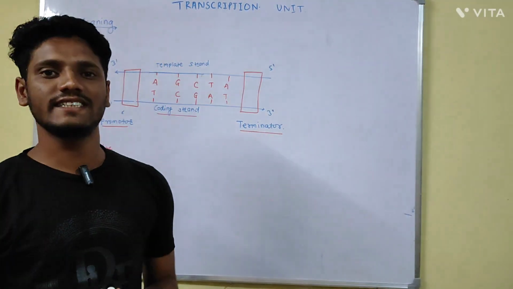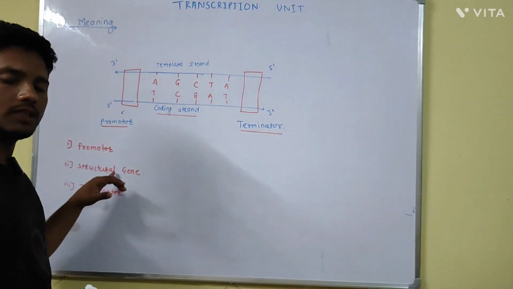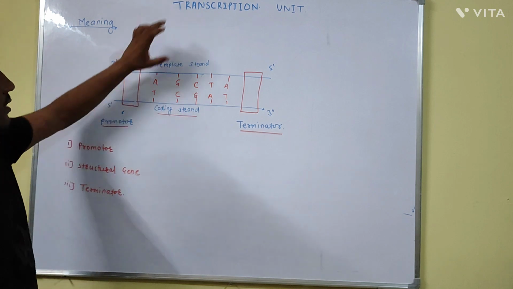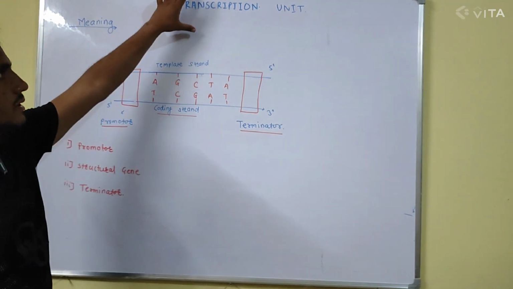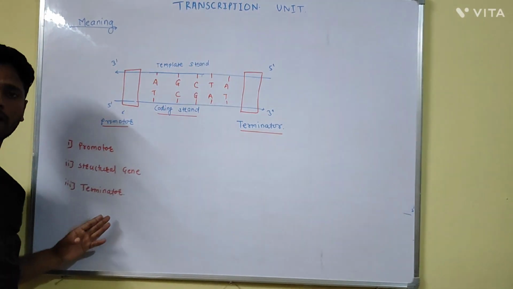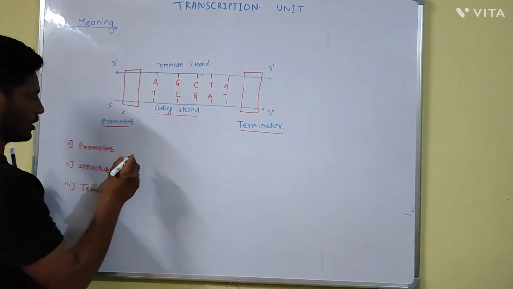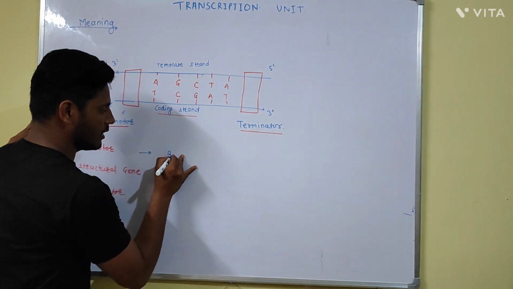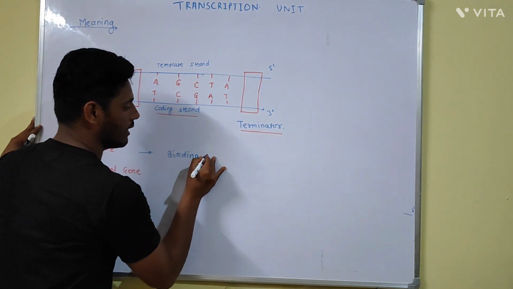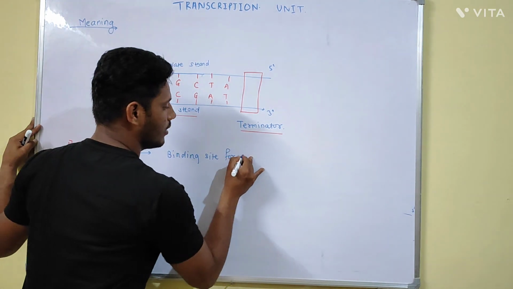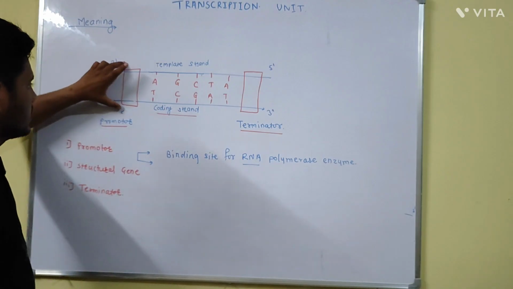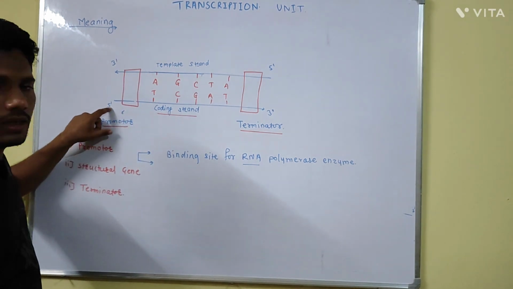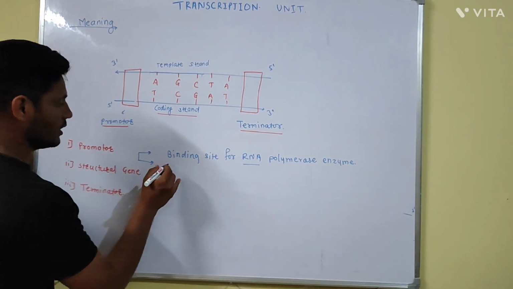Then we will see the promoter region, structural gene, and the terminator region. Now these are the parts of the transcription unit. One transcription unit consists of the promoter, structural gene, and the terminator. Now what is the promoter region? This promoter region is the site which provides the binding site for the RNA polymerase enzyme. Yes, this promoter region is present at which end of the coding strand? It is present at the 5 prime end of the coding strand.